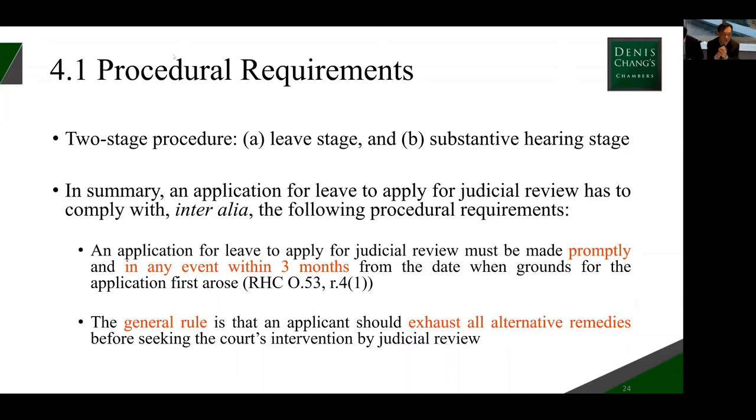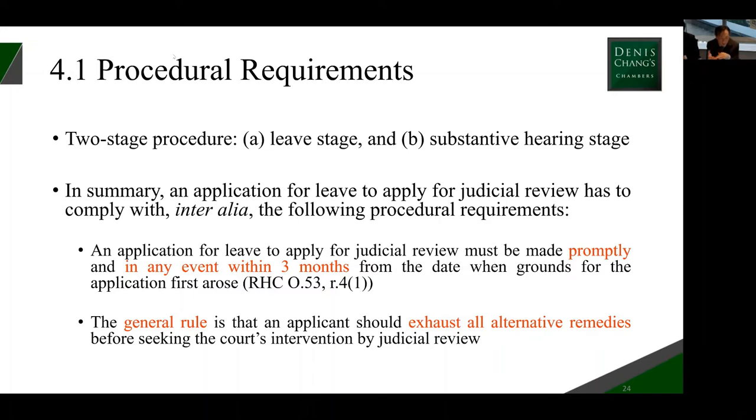You will appreciate that judicial review is a two-stage procedure. You need to ask for leave. You need to ask for permission from the court of first instance before you can apply for judicial review. If leave is granted, then you can proceed to the second stage, the substantive hearing stage. So it is important to remember that you need to apply for leave promptly. And by promptly, it means you have to do it promptly. And in any event, within 3 months. It doesn't mean that you have 3 months to do it. You need to do it within 3 months. So even if you are doing it within 2 months, it may still not be prompt. It all depends on the circumstances of that case.